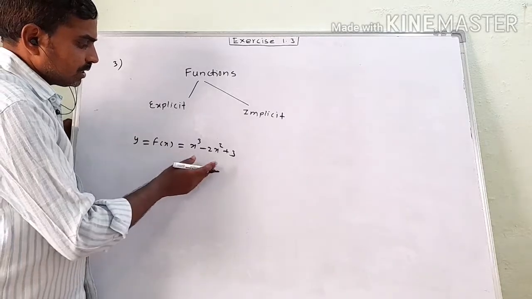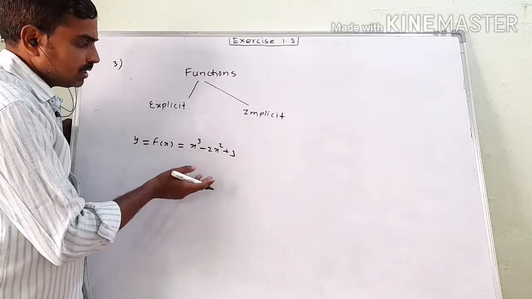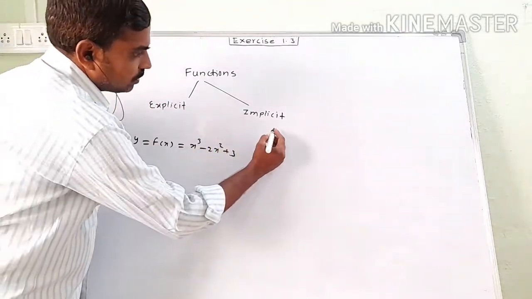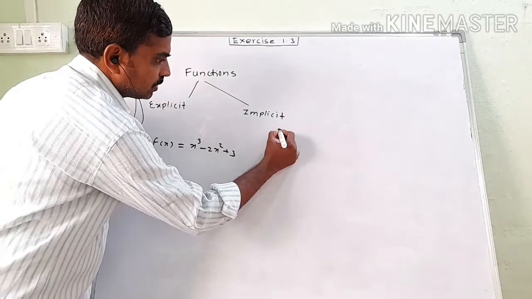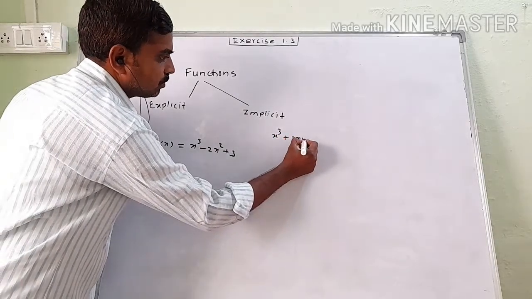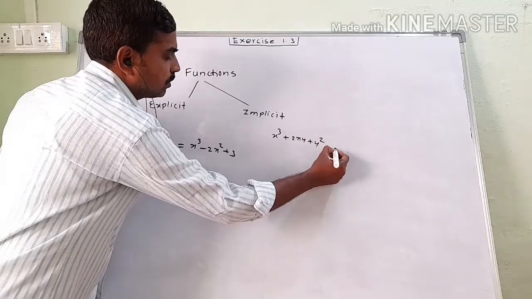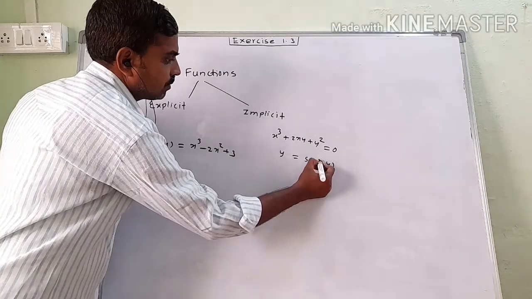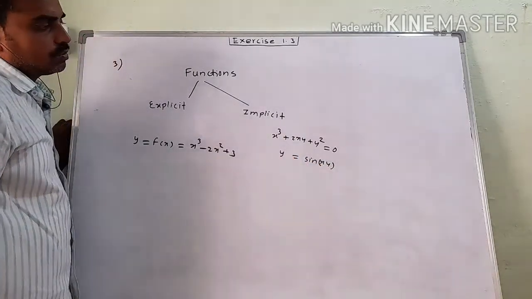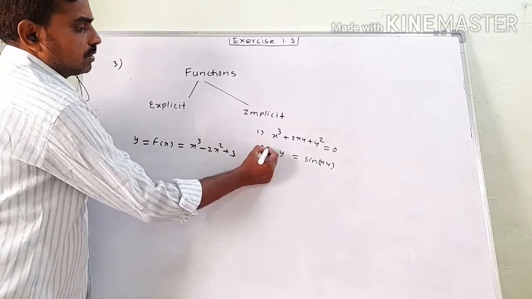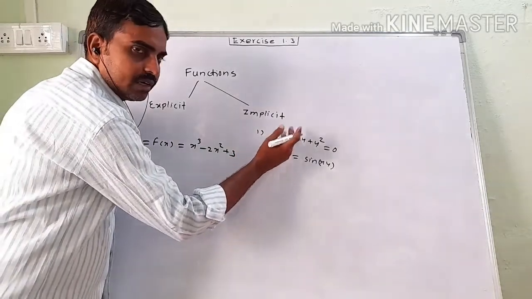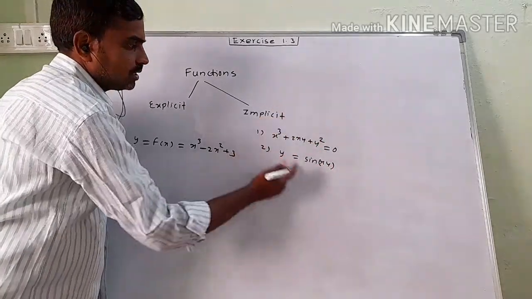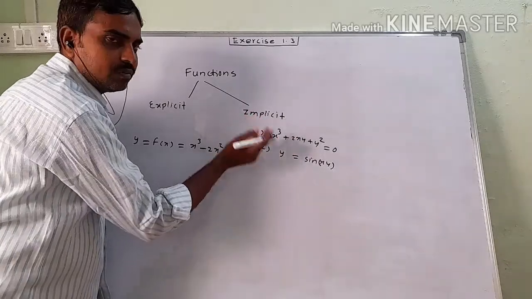Means y is in terms of x, or x is in terms of y, completely. This type of function is called an explicit function. Quite often we come across functions like x cube plus 2xy plus y square equal to 0, or y equal to, suppose, sin xy. Now in these two examples, we cannot express y completely in terms of x or x completely in terms of y. Such functions are called implicit functions.